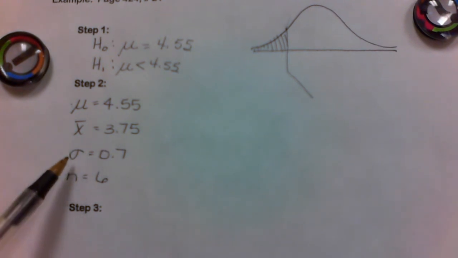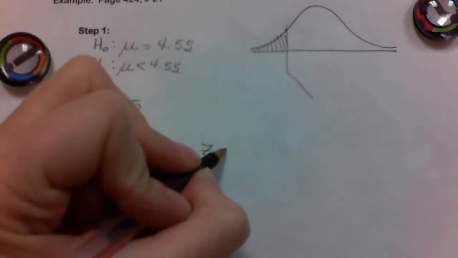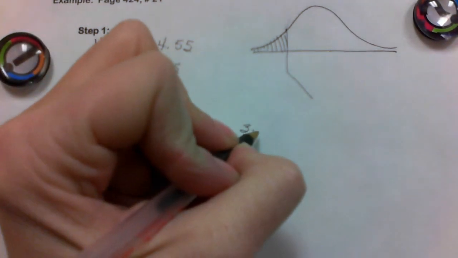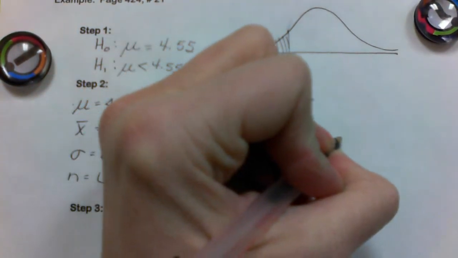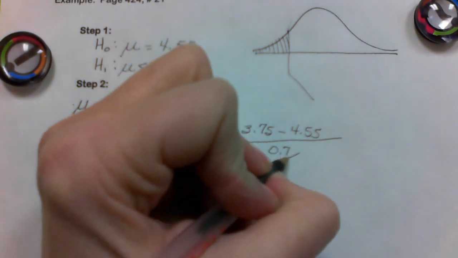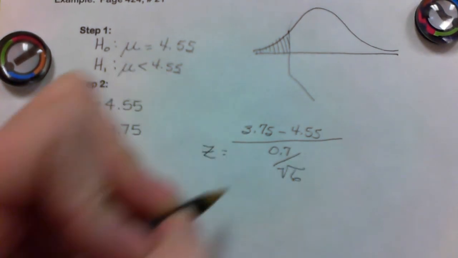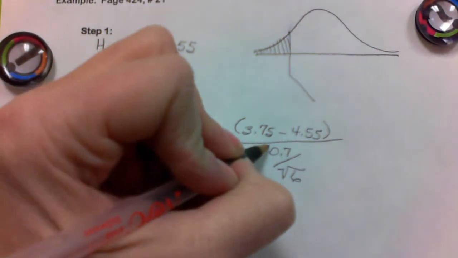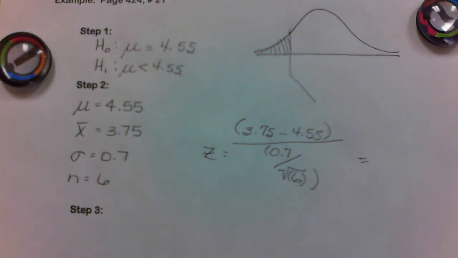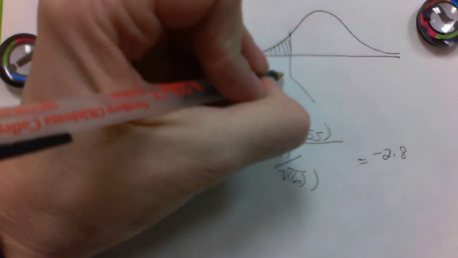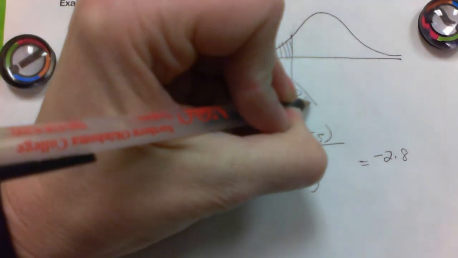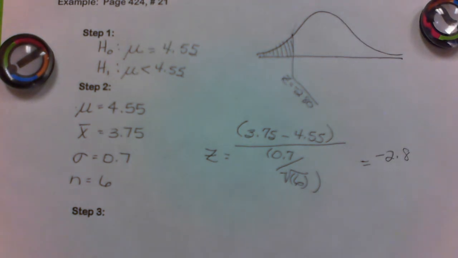So now in step 2, since sigma is known, I'm going to calculate the z value, which will be 3.75 minus 4.55 divided by 0.7 divided by the square root of n, which is 6. And again, just be sure that you're putting your parentheses in the correct place. When you do, your calculation should come out to negative 2.8. So z is equal to negative 2.8 or negative 2.80. So that's our test statistic.